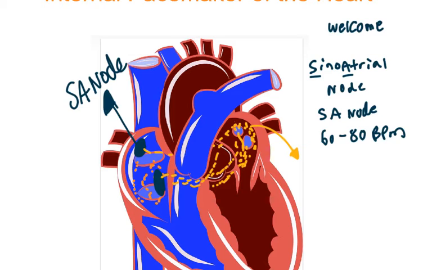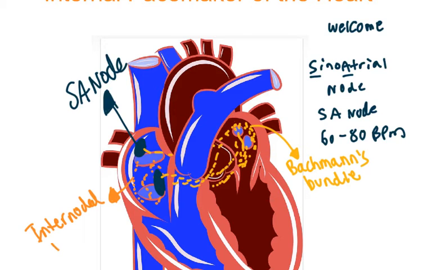So these are Bachmann's bundle. Bachmann's bundle does that, and now we have the internodal pathways right here. All these will bring the electrical signals down to the atrioventricular node.